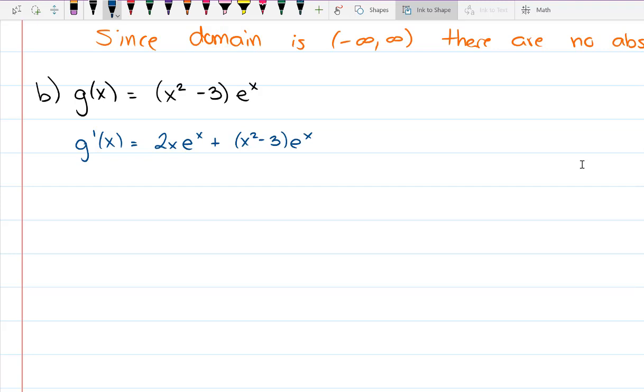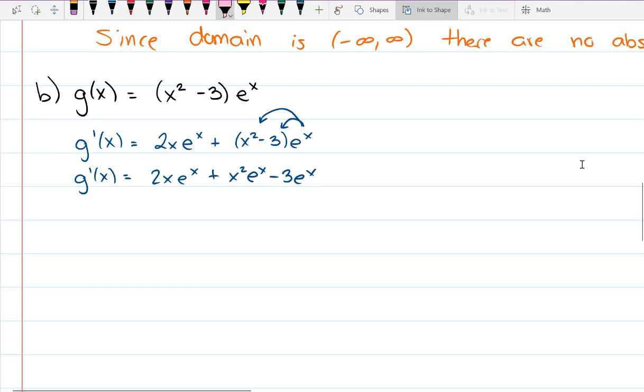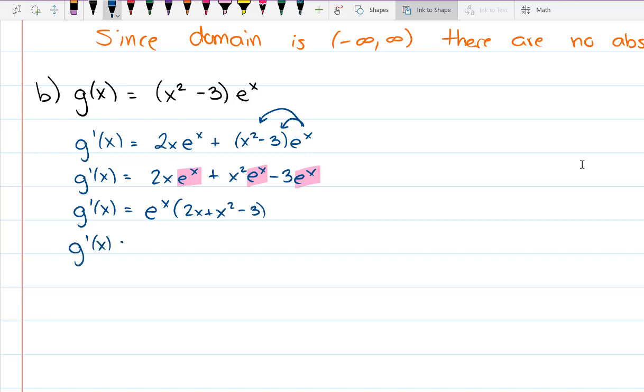So now we're going to do a little simplifying. g prime of x, just doing a little algebra. We're going to distribute in this e to the x right here, and you get plus x squared e to the x minus 3 e to the x. Now notice that all these three have the same e to the x, so we're going to factor that out. g prime of x is equal to e to the x times 2x plus x squared minus 3. I'm going to do a little bit of rewriting to get e to the x times x squared plus 2x minus 3.